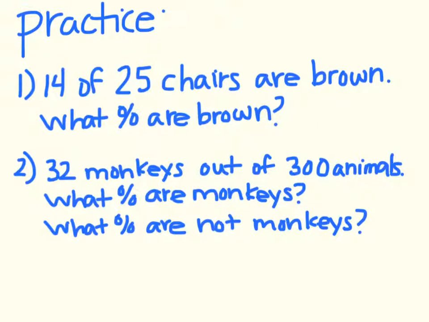Here are 2 problems to try on your own. In number 1, 14 of 25 chairs are brown. Calculate what percent of the chairs are brown. In number 2, 32 monkeys are in a zoo that has 300 animals. What percent of the animals at the zoo are monkeys? And what percent of the animals are not monkeys? Press pause while you work, and when we come back, we'll learn to express percents as fractions or decimals.